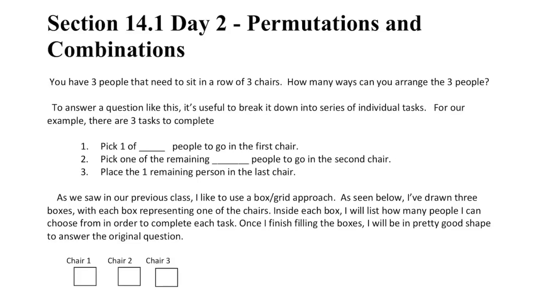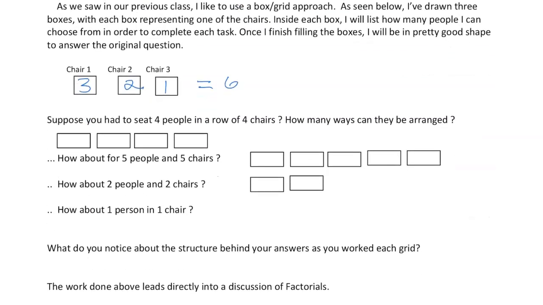And just like the other day, you start out by first saying, I'm going to pick one of the 3 people, and they go in the first chair. So here's chair 1. Then pick one of the remaining 2 people. So you have 2 options here. They go in the second chair, and then you place the one remaining person in the last chair. And multiplying those together, you get 6.